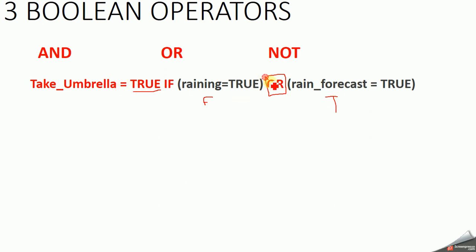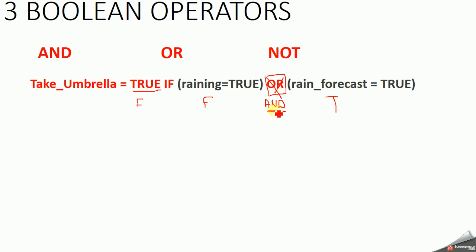So let's change this to and. I haven't got my little pad, so I'm writing really slowly. We're going to take our umbrella if it's raining and the forecast is rain later. So let's imagine this scenario. Imagine it's not raining at the moment, but it is forecast to rain. Unfortunately, we're not going to take out umbrella. It's going to be false. Why? Because of the and.